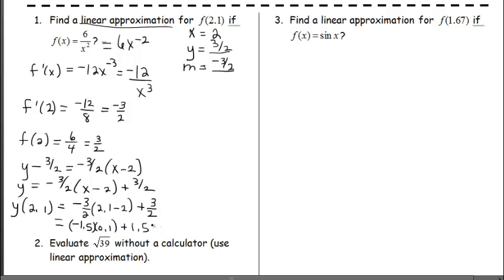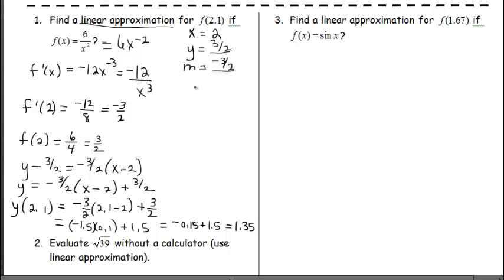Without a calculator, it's probably easier to just change it to these decimals. Okay, this product is going to be negative 0.15. Add 1.5. 1.35 should be our answer. All right, well, I guess that's close. Think about the functional value is 1.5, so 1.35 on the tangent line seems close.